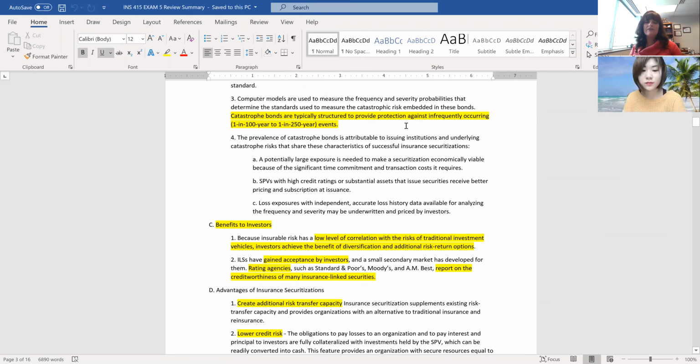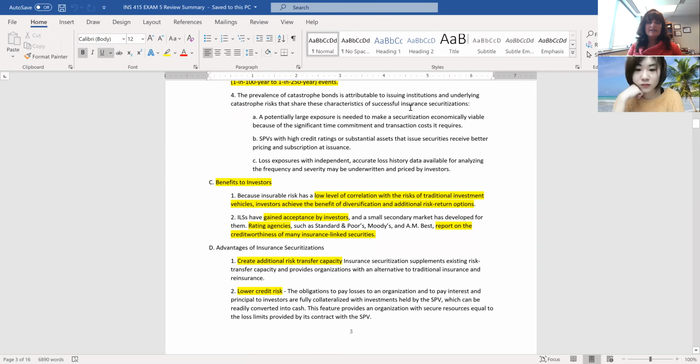So what's the benefit to the investors? One, they have that low correlation between the monies that they're investing here versus the monies they're investing in the stock market, which they love because it gives them diversification. The ILS also gets acceptance from the investors because, one, it's fully collateralized, and the rating agencies like Standard & Poor's will actually report on the creditworthiness of the ILS. So it's a pretty safe investment for them.